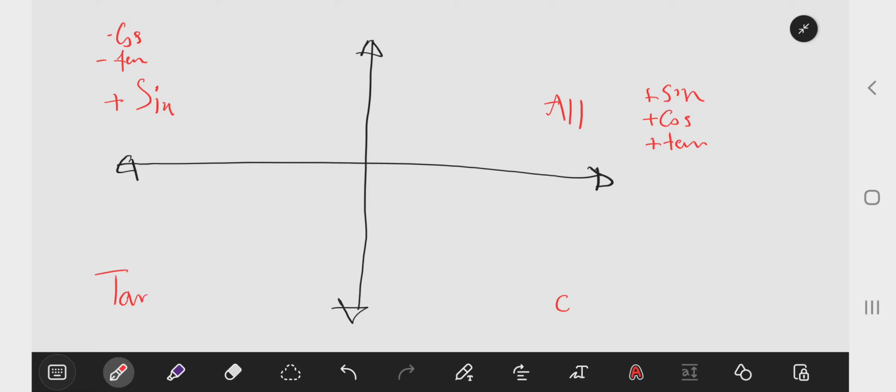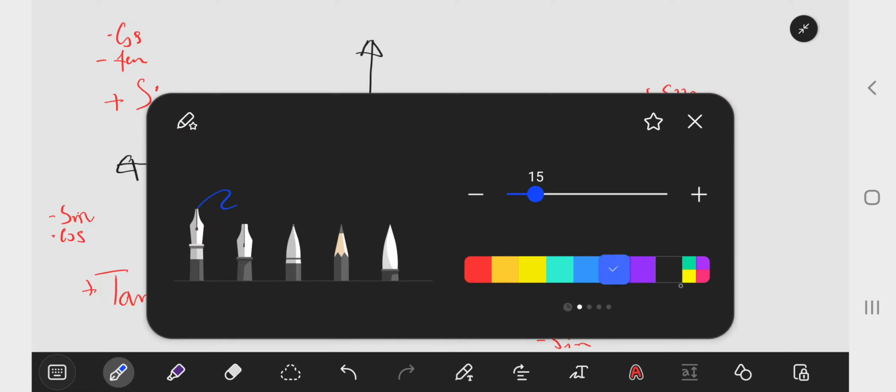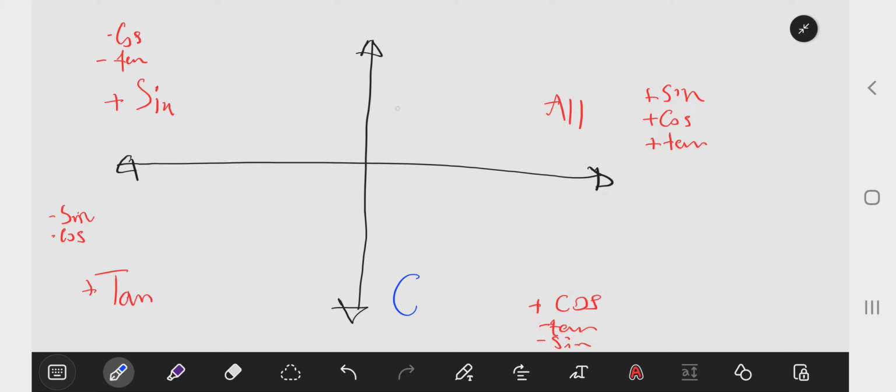And then we have tan here, which is positive. It means sine here should be negative, right? And also cos should be negative. And in the fourth quadrant, we have cos, which is positive, and the others should be negative, right? So that is the CAST diagram. C on the fourth quadrant, A on the first quadrant, sine on the second quadrant, and on the third quadrant you have your tan.